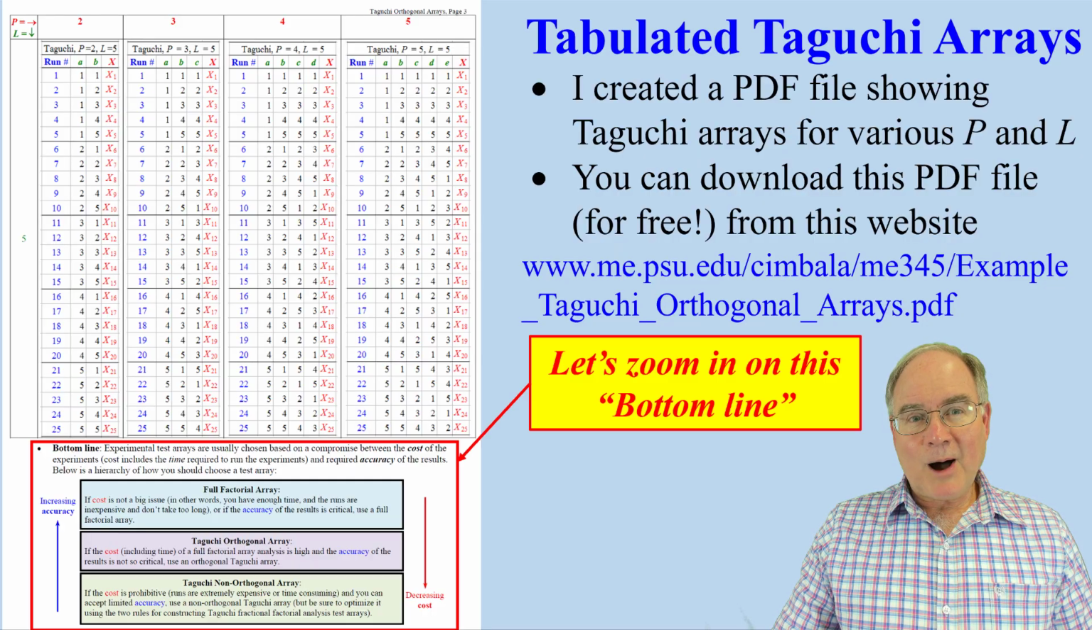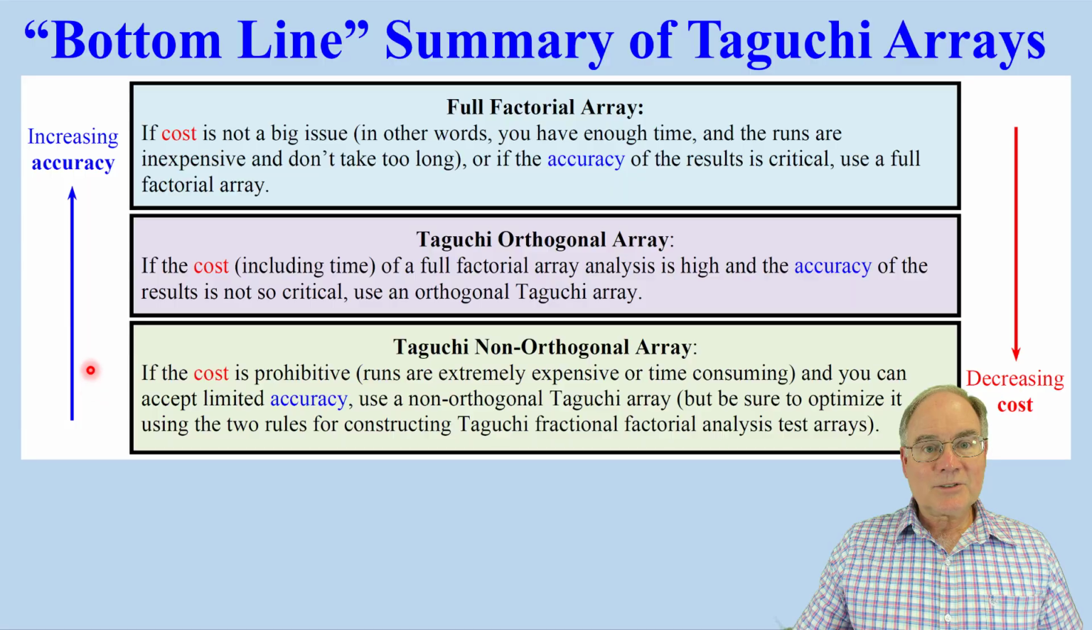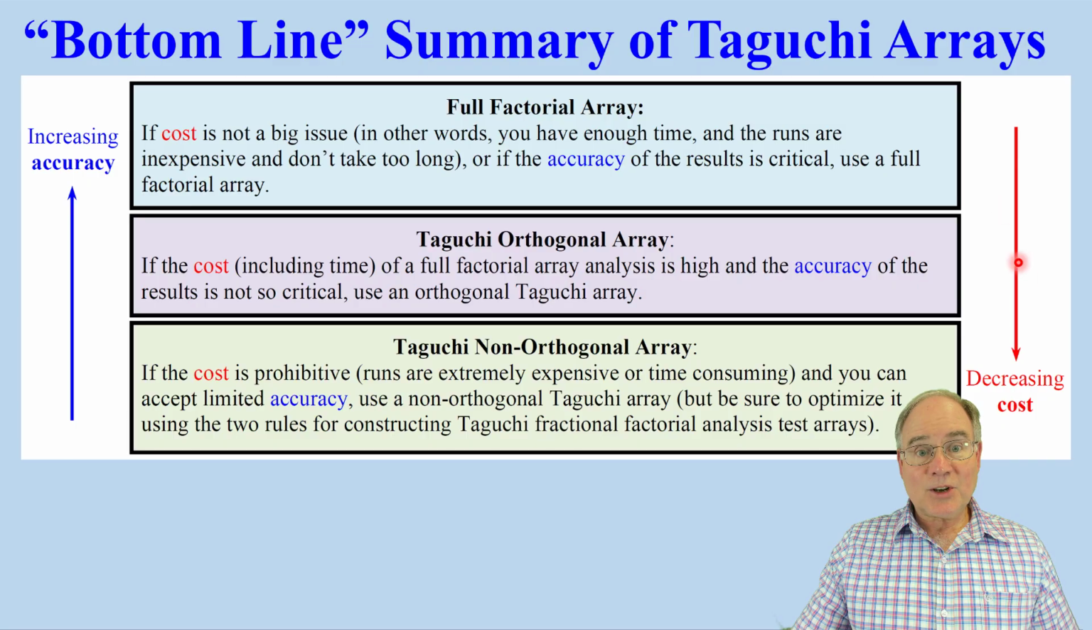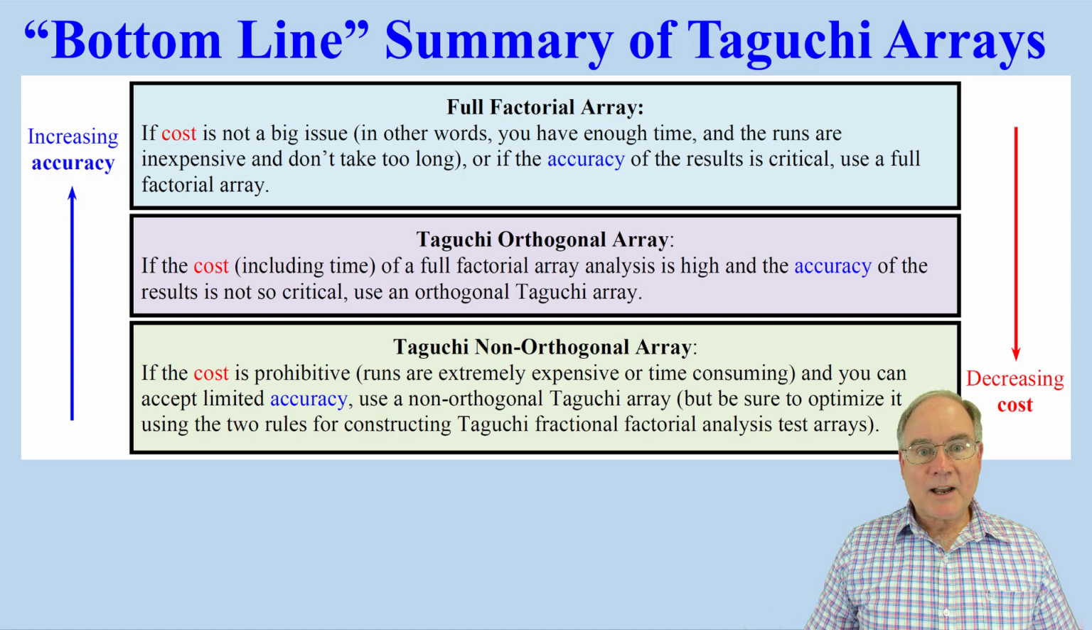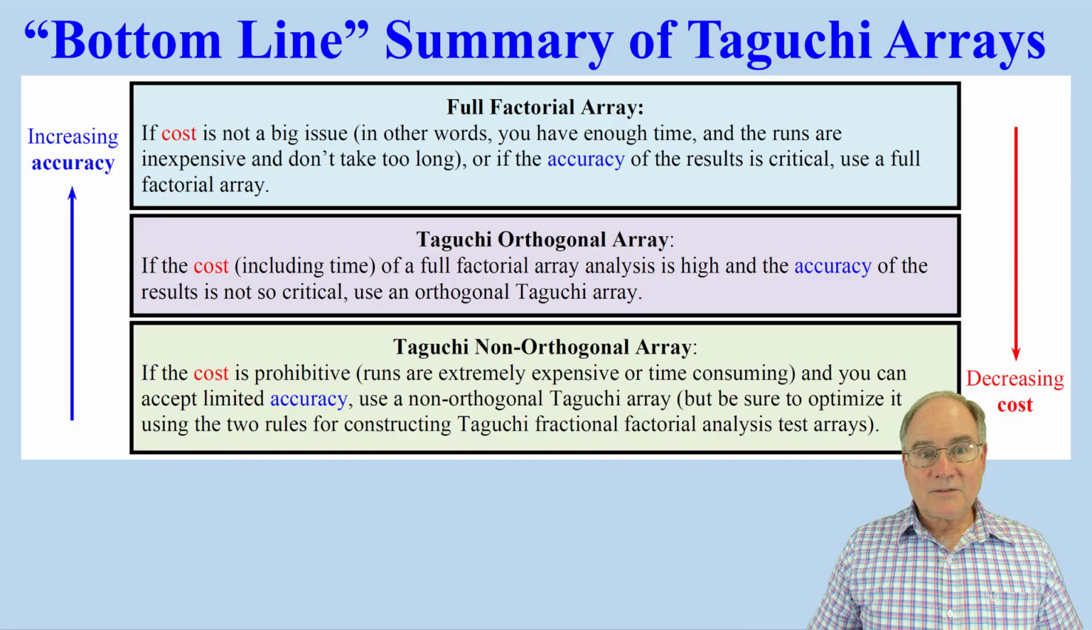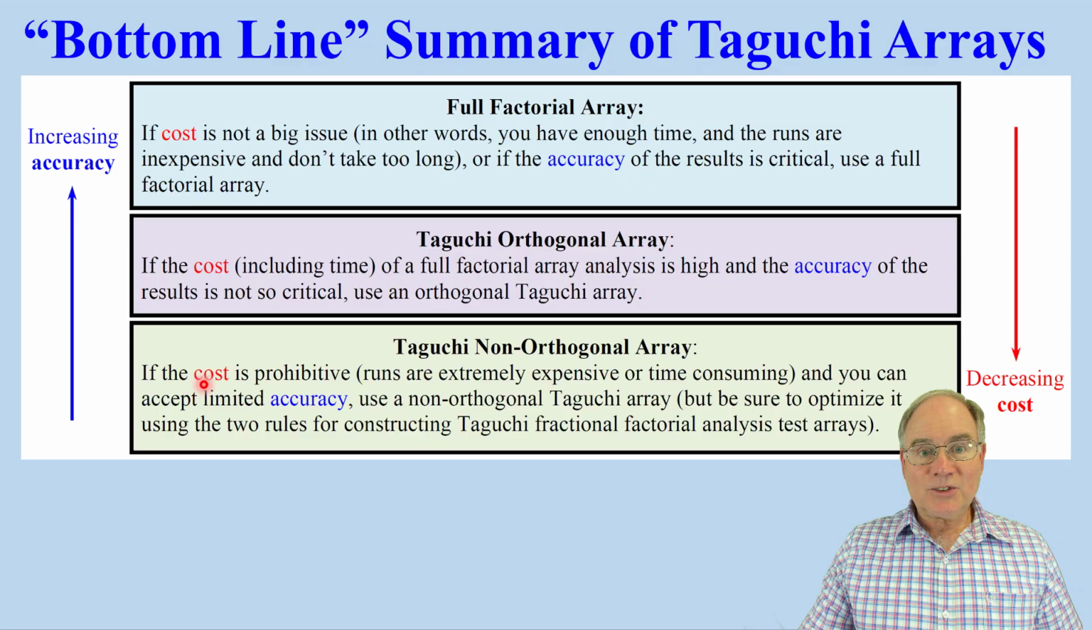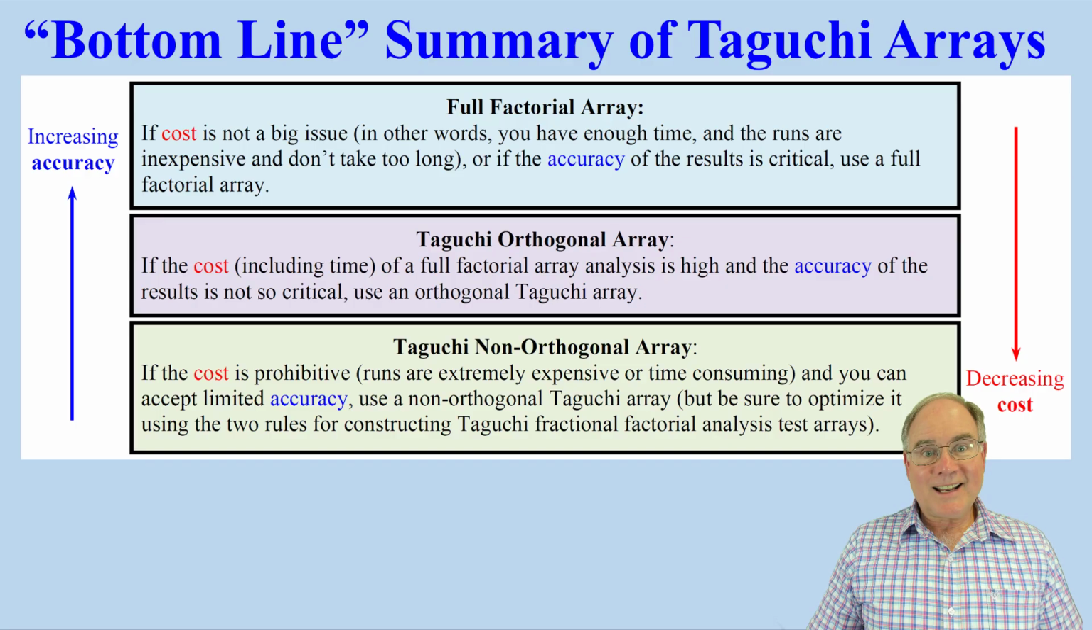Let's zoom in on this bottom line. I show increasing accuracy going up on the left and decreasing cost as you go down on the right. A full factorial array is the most accurate. You'd use that if cost or time is not a big issue. A truncated array or a Taguchi non-orthogonal array would have the least cost since it involves the least number of runs, but it would also have the least accuracy. You'd use it if cost or time is prohibitive. For example, testing rocket engines, and each test costs millions of dollars.